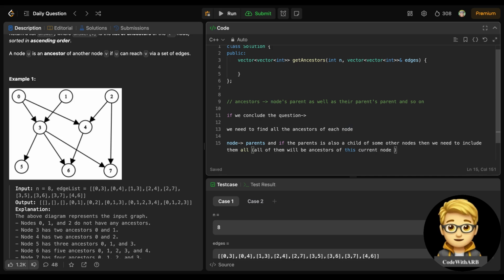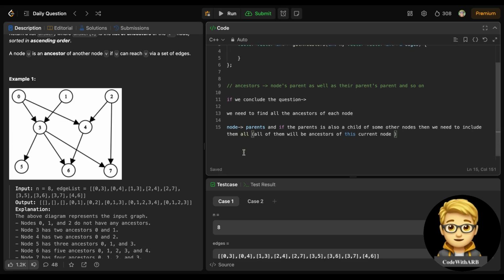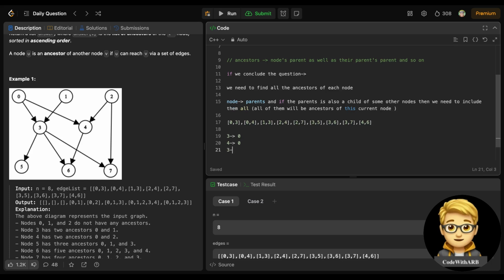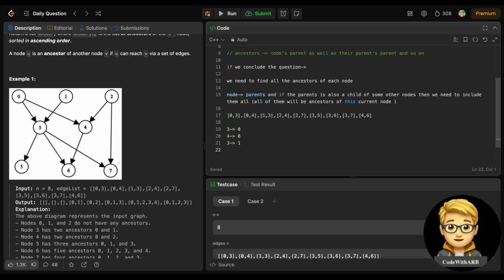Okay, we understand the question, right? So basically we need to find all the nodes from which this 5 can be obtained, right? One thing is clear: the immediate parent can be obtained from the edge, right? For 3 the parent is 0, for 4 the parent is 0. This is the immediate parent. For 3 the parent is also 1, and the same goes on.